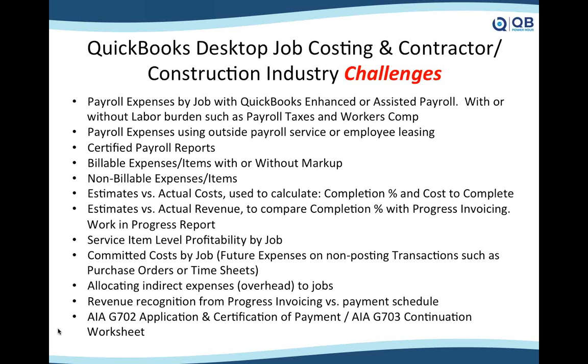Things like payroll expenses. Are you going to labor burden the payroll taxes, labor burden the workers' comp? You have to make that choice. Are you using an outside payroll service or employee leasing? Do you need certified payroll reports? Billable, non-billable items, work in progress, completion percentage. All these things come across. Even the very last one. If you've never seen an AIA G702 spreadsheet or an AIA G703 spreadsheet, Google it, look it up, because this is what contractors use in order to schedule their payment and things like that, especially when they're dealing with government contracts.